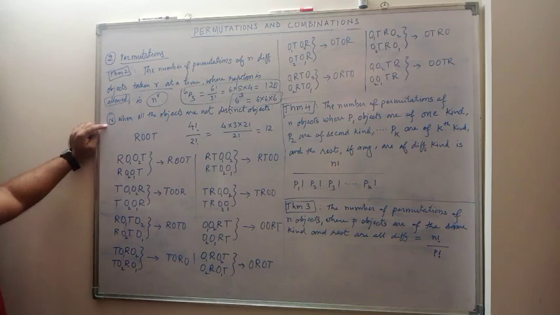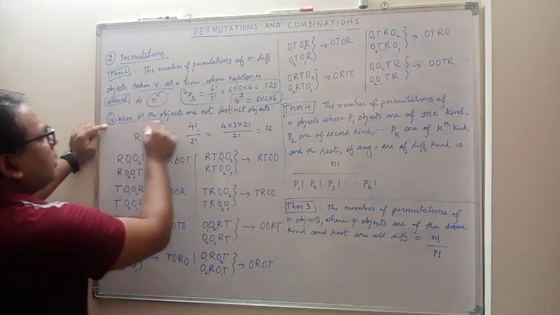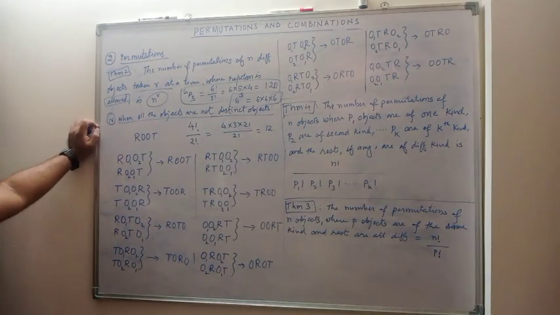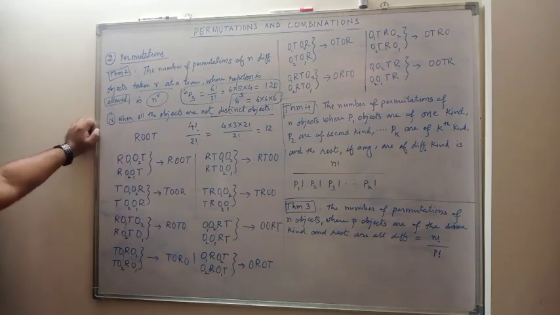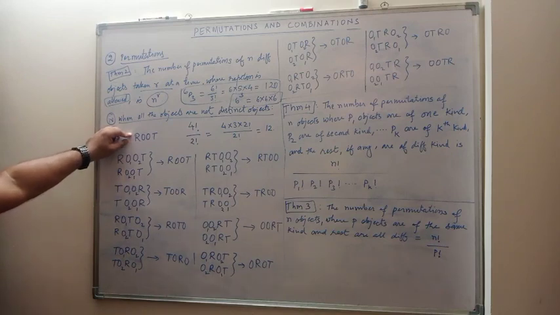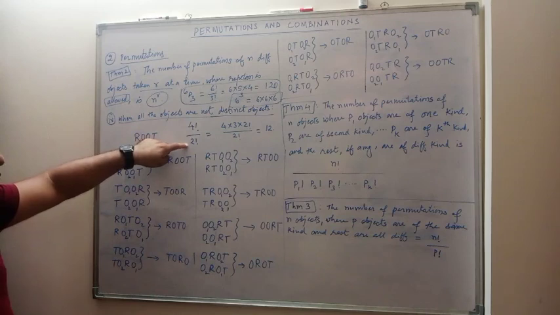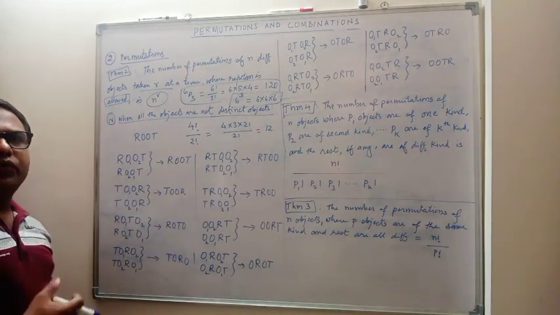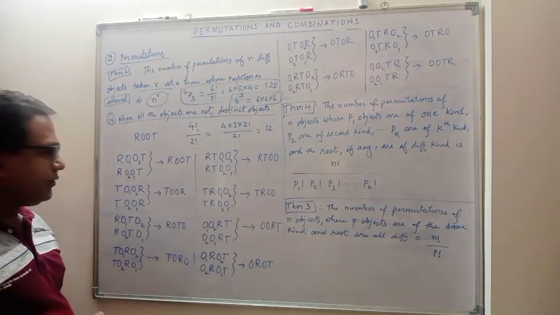Now moving to point number 4, that is when all objects are not distinct objects. That means you will be having some repetition. Let us say there is one word called ROOT, and in this word, if we want to find the arrangement, then we have factorial 4 divided by factorial 2, it will give us 12. So we will see how we can arrange it in 12 ways.